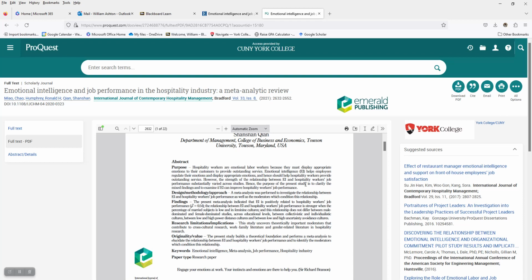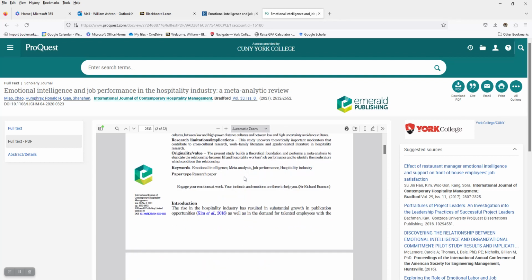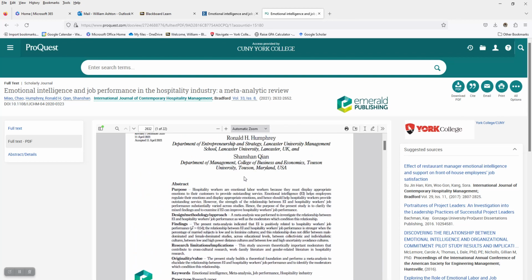So we're presenting this to clarify the mixed findings and to examine if EI can improve hospitality workers' job performance. So this does sound like a meta-analysis on validating EI, and whether or not it predicts job performance. So yeah, this is a study that we could use.